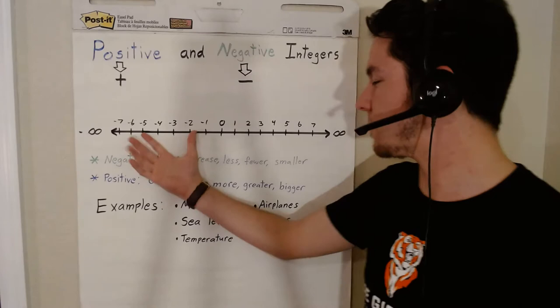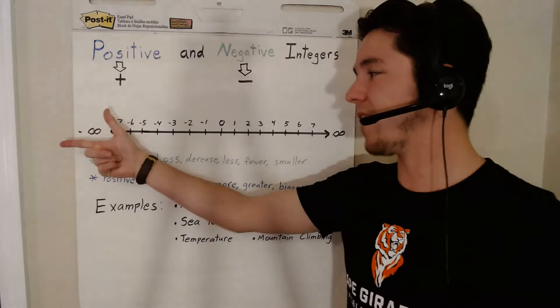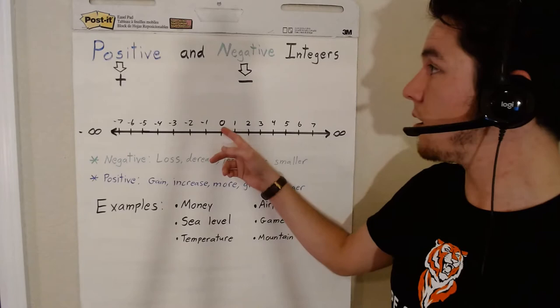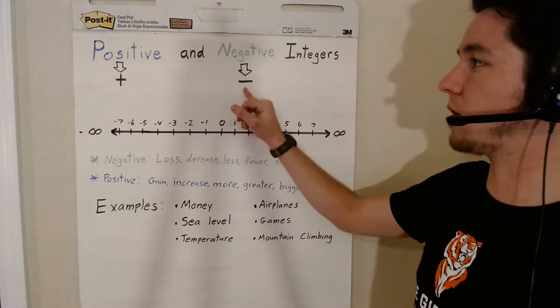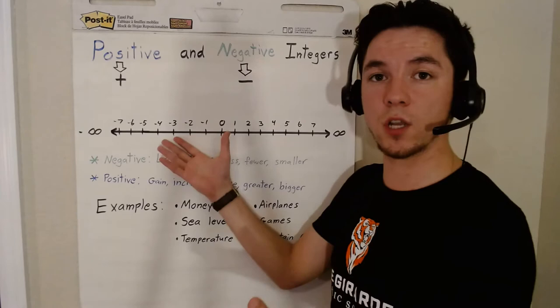Positive integers go to the right of a number line, negative integers go down to the left of a number line, and zero is always in the middle here. Positive integers are represented with a positive sign, but not always. Negative integers, on the other hand, are always represented with a negative sign. Now, negative integers can represent a decrease in something, and positive integers can represent an increase in something.